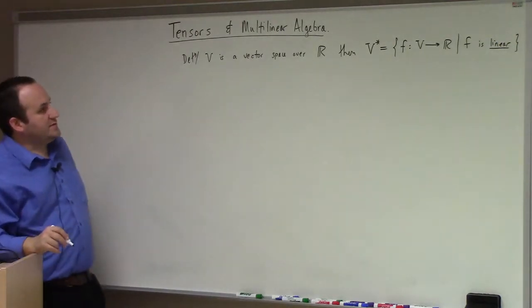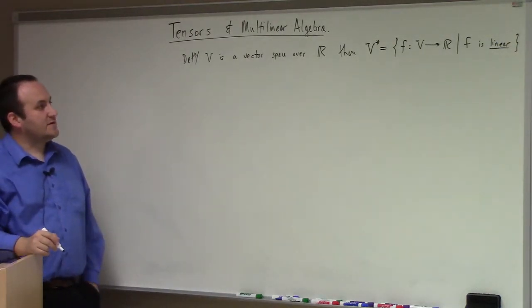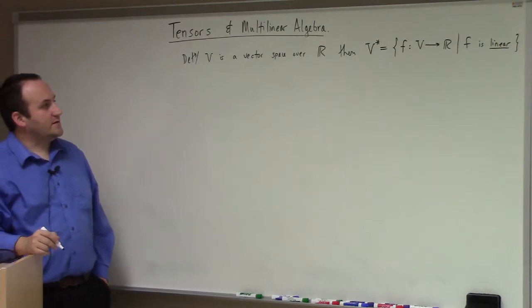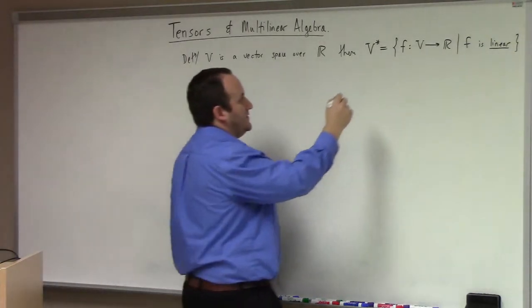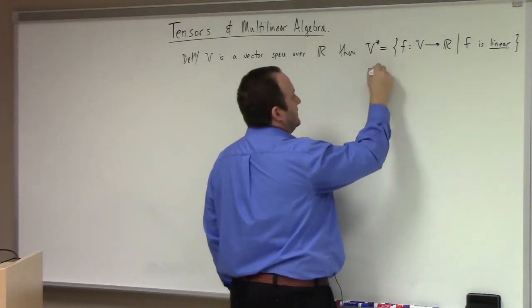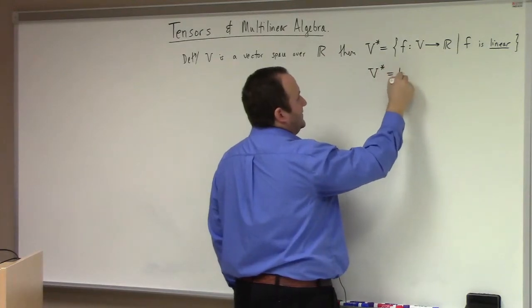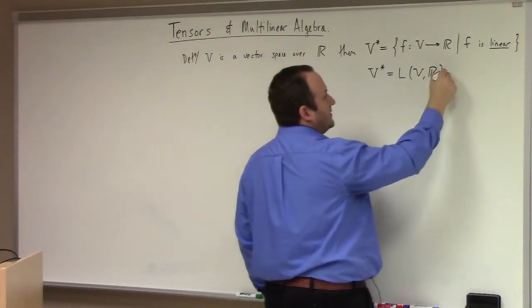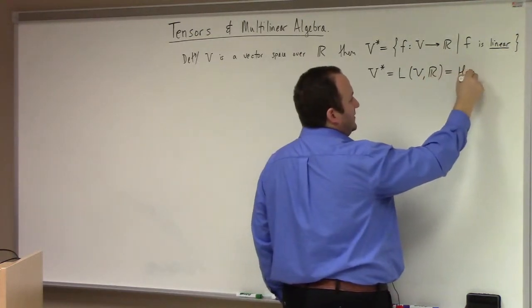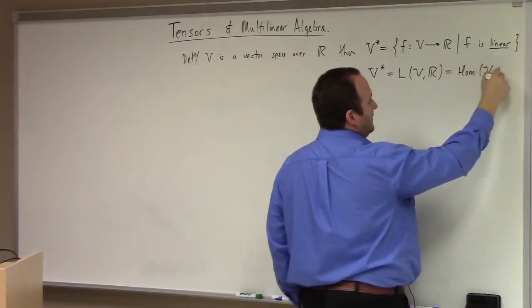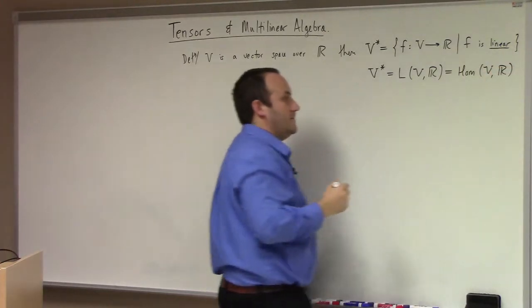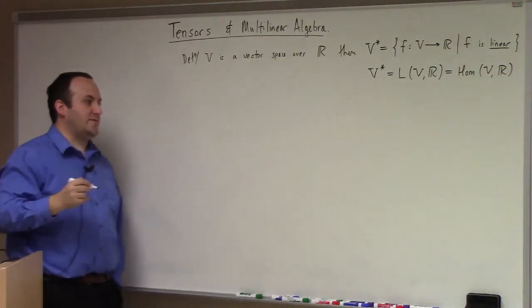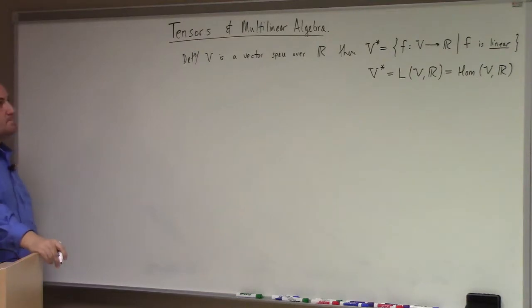So this is a so-called dual space. It's a set of linear functions on V. So another notation for this that you sometimes see is that V dual is equal to linear transformations from V to R, or probably a better, more modern notation would be Hom(V, R). So that's the homomorphisms of V to R. Now, so this is the dual space.